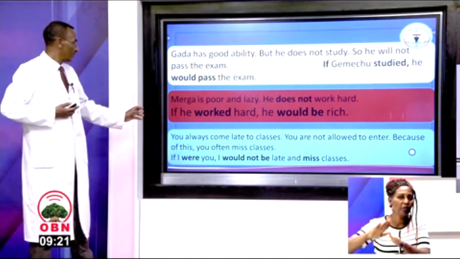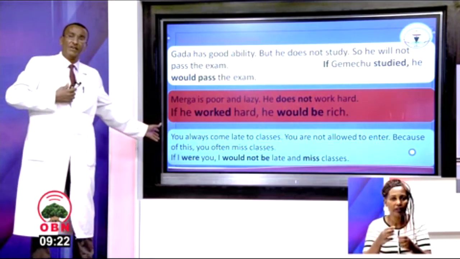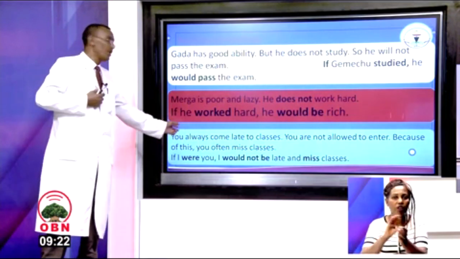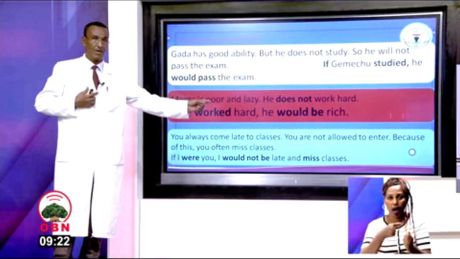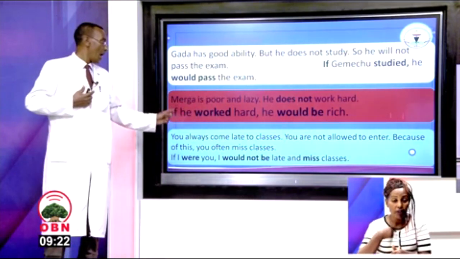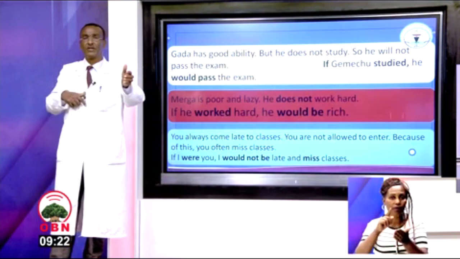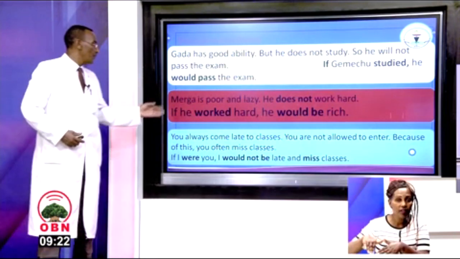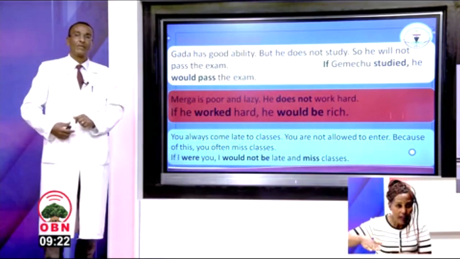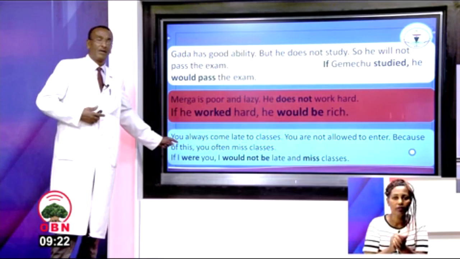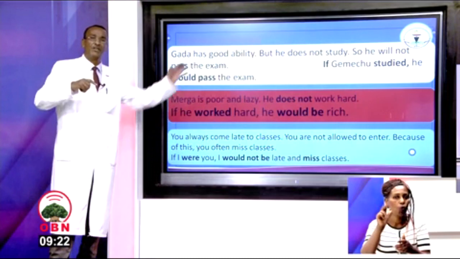This situation can be stated shortly with an if clause like this. If I were you, I would not be late and miss classes. Or if we reverse the position, we can say, I would not be late and miss classes if I were you. Still remember the comma, where we begin with the if clause. No comma, where we finish with the if clause.